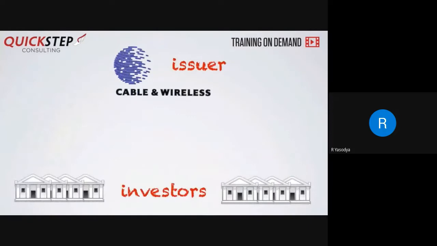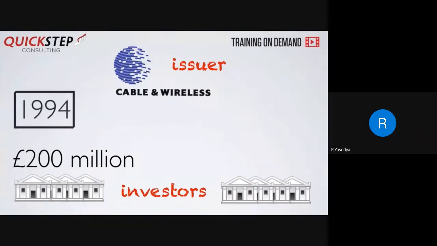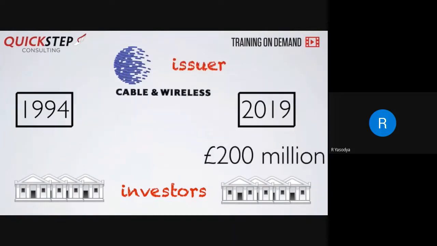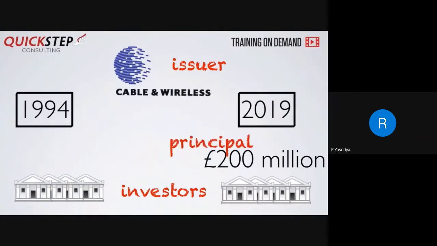So Cable and Wireless raises about £200 million from investors. This bond is a 25-year bond. The investors will receive back the principal amount of their investment in 2019. The principal amount of this bond, also known as the par amount, is £200 million. This means that on the maturity date in 2019, the issuer will repay the bondholders £200 million. This may or may not be the amount that the issuer originally received in 1994.